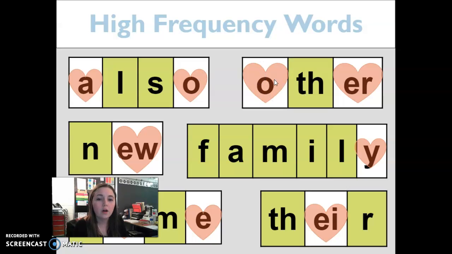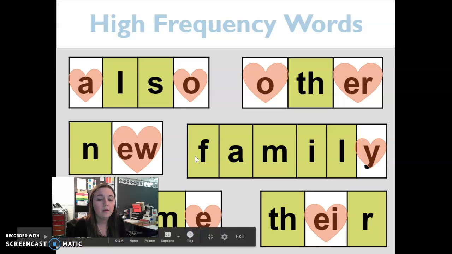Let's look at this one. Like our letter U. Other. What's this word? Other. Good. The EW says ooh. Ooh. New. What's that word? New. Good.